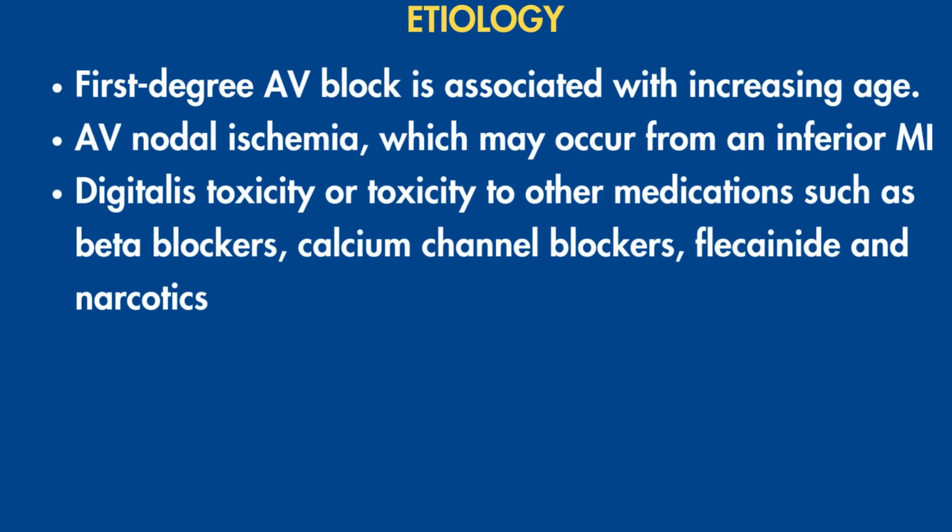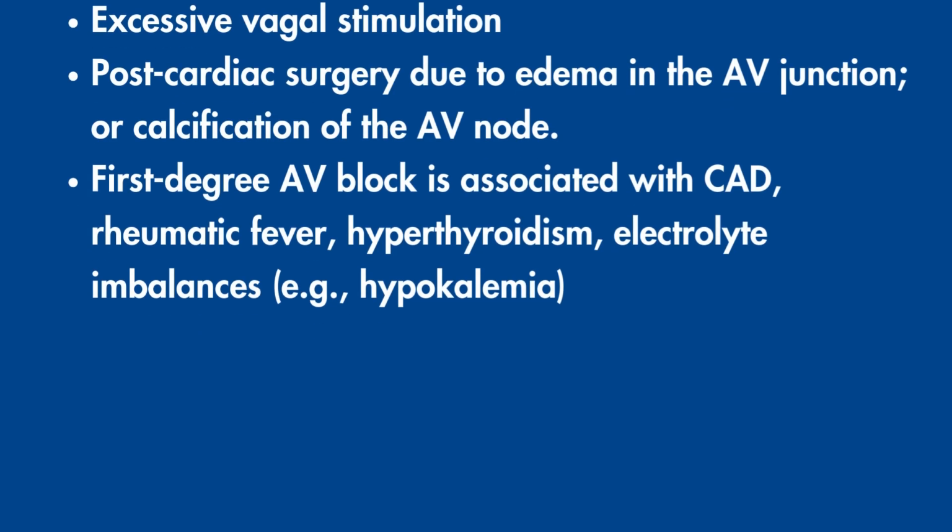It may be a normal finding for some individuals, or it may be due to a disease condition. First-degree AV block is associated with increasing age. Some causes include AV nodal ischemia, which may occur from an inferior MI; digitalis toxicity or toxicity to other medications such as beta blockers, calcium channel blockers, flecainide, and narcotics; excessive vagal stimulation; and post-cardiac surgery due to edema in the AV junction or calcification of the AV node. It is also associated with coronary artery disease, rheumatic fever, hypothyroidism, and electrolyte imbalances, for example, hypokalemia.